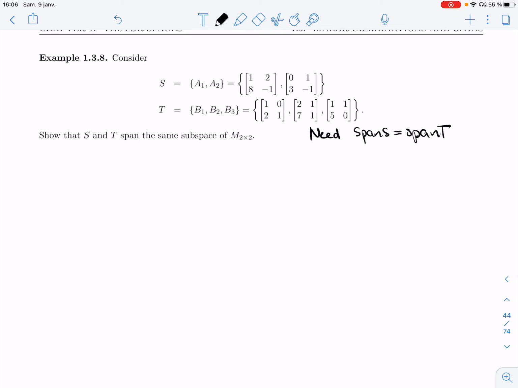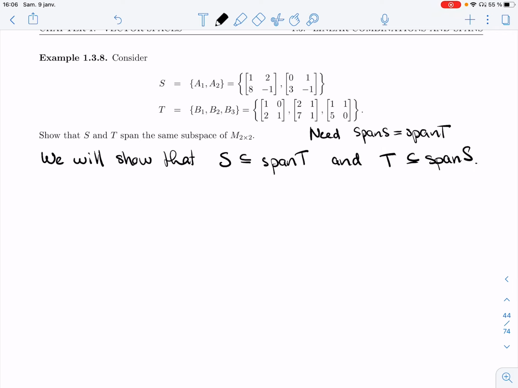All right, so by the theorem, we'll show that S is inside span of T. And we'll show that T is inside span of S. So that means that I need to write every element of S. So I need to write A1 and I need to write A2 as a linear combination. That's what the span of T is, linear combination of the elements of T, so of these three matrices. All right, so let's start with that.